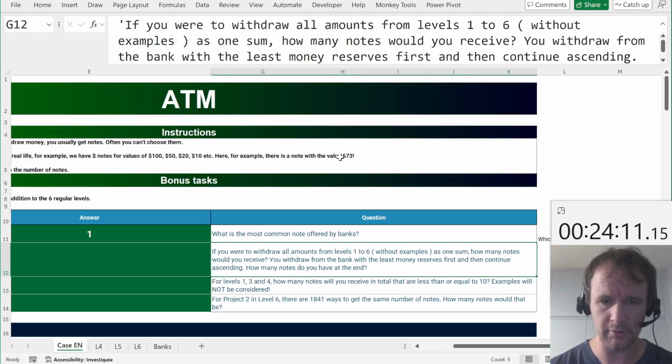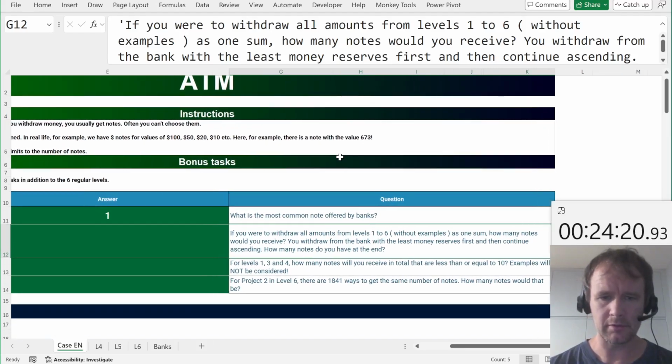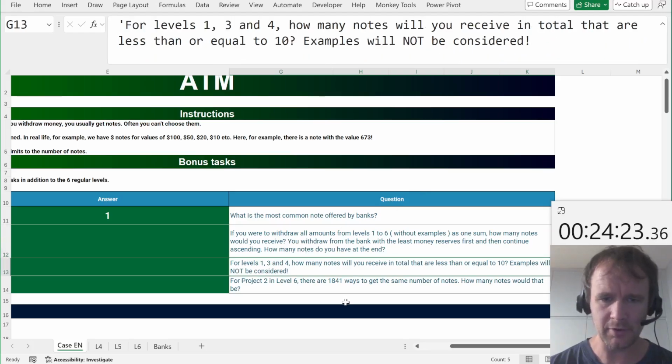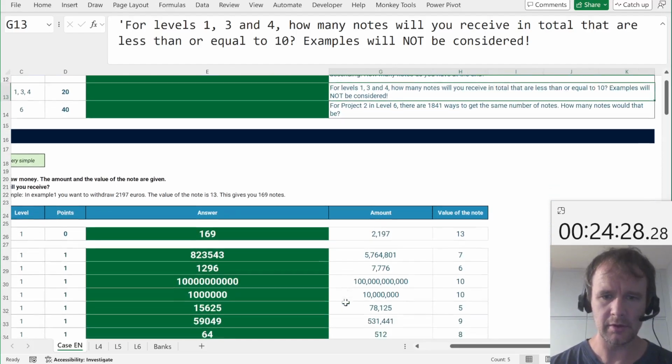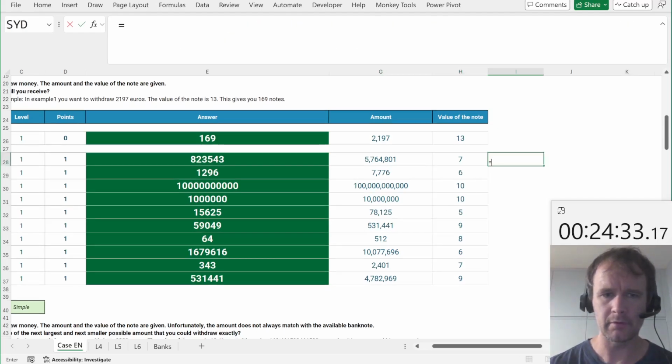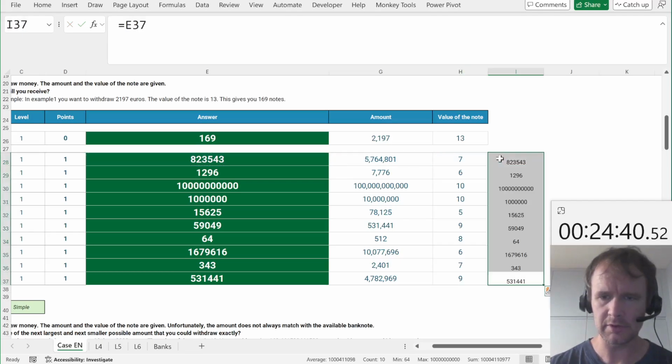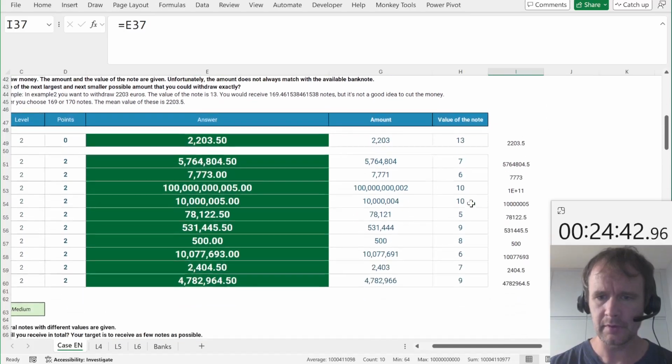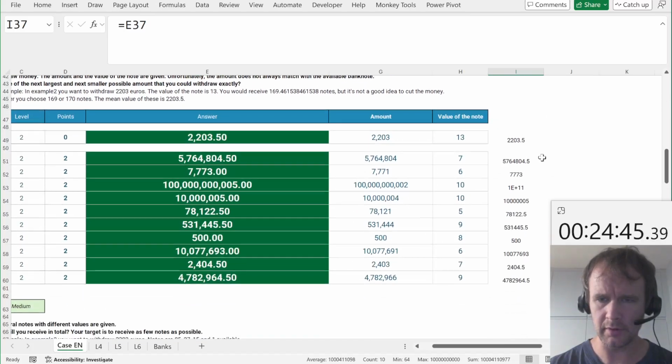Cool. Okay, if you were to withdraw all amounts from levels 1 to 6 without examples as one sum, how many notes would you receive? You withdraw from the bank with the least money reserves first. Okay. I'm going to come back to that one. That looks like I might not have time for it. Levels 1, 3, and 4, how many notes will you receive in total that are less than or equal to 10? Okay. So this times less than, sorry, so here it's just all of them are less than or equal to 10. And here again. Oh, wait.